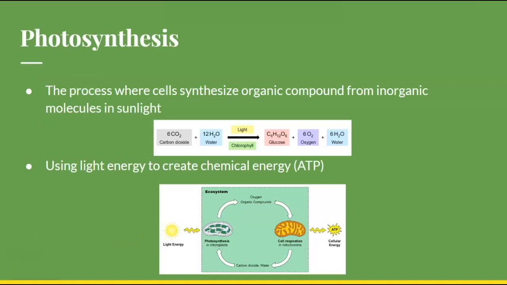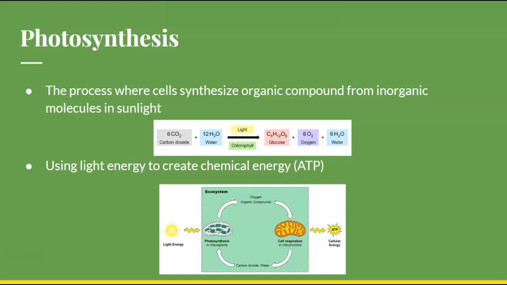So, what is it? It is just a process where organic compounds are synthesized from inorganic molecules in sunlight. And what that means is basically that plants take inorganic molecules, and inorganic just means non-living, basically, molecules, and they can synthesize an organic compound. In this case, that organic compound is glucose. This all happens in the chlorophyll, in the chloroplast, which are, again, found in plants.